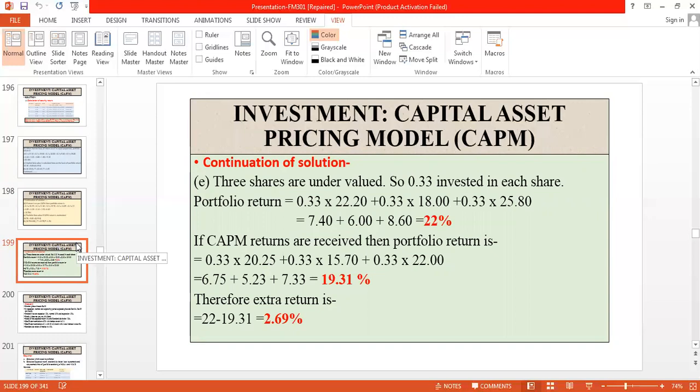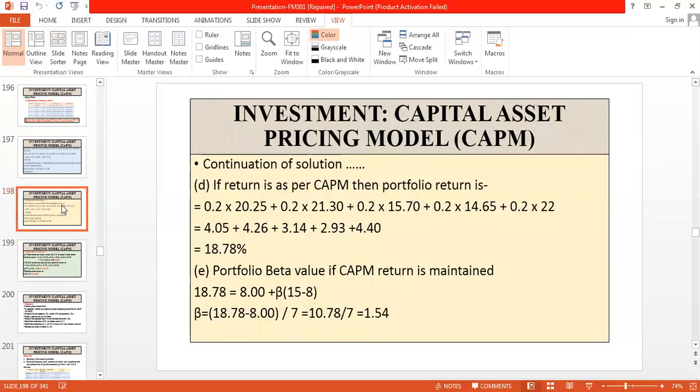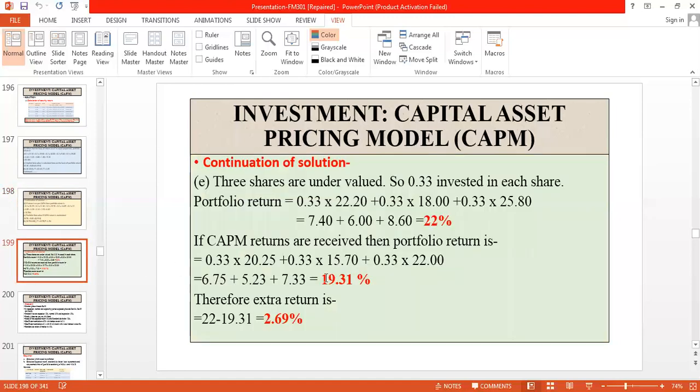Also, if I apply the theoretical CAPM value on these three securities, then our return is 19.31, which is more than the 18.78 shown earlier. So the extra return that we are getting by comparing the portfolio return and CAPM return is 2.69. Due to this reason, we can finally conclude that it is always better to buy these three securities.